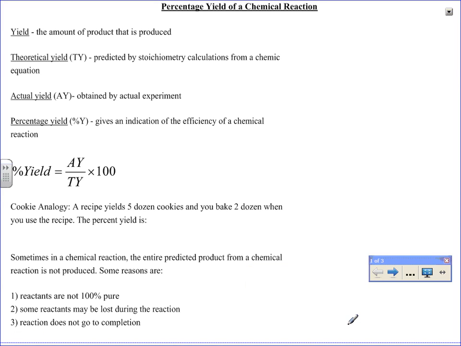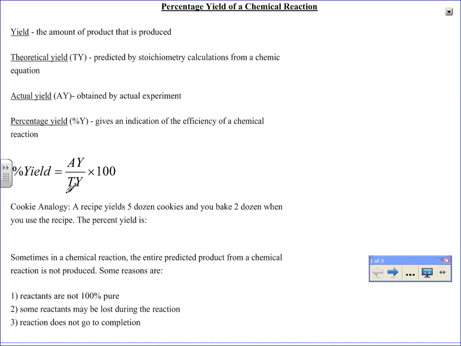In this lesson, percentage yield of a chemical reaction, we're going to look at how we can determine the percentage yield of a particular reaction. This is going to give us an indication of how efficient our experiment was when we performed it in the lab.